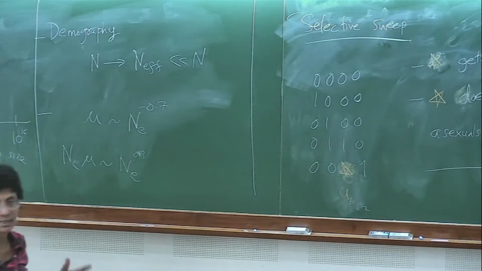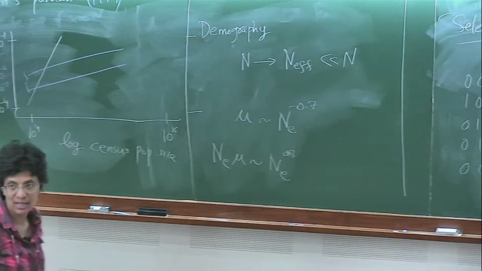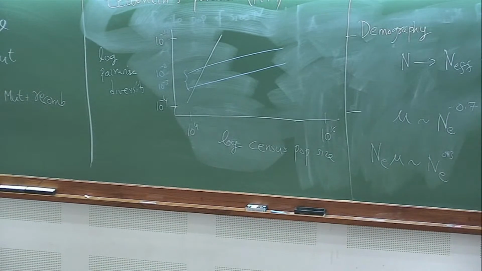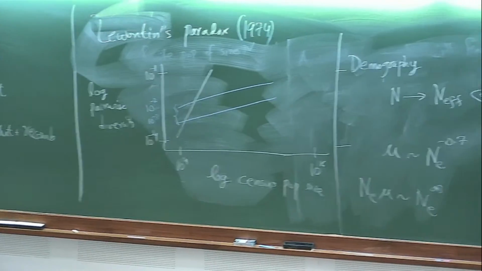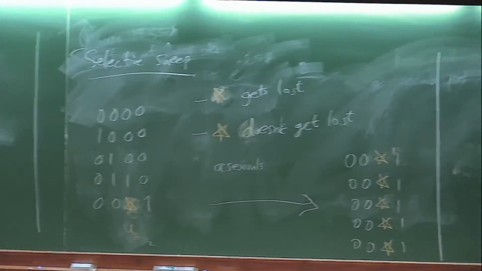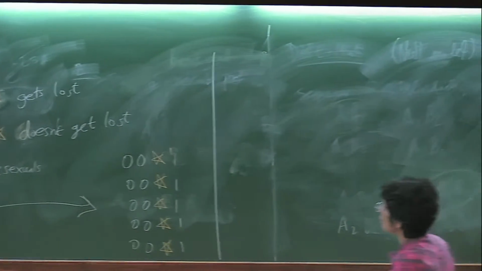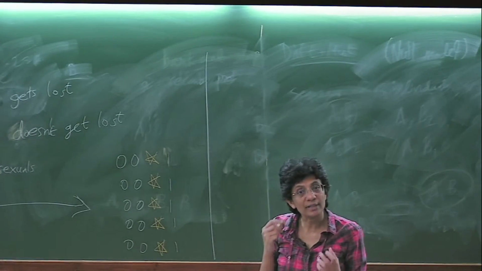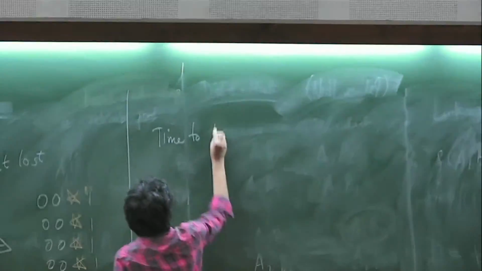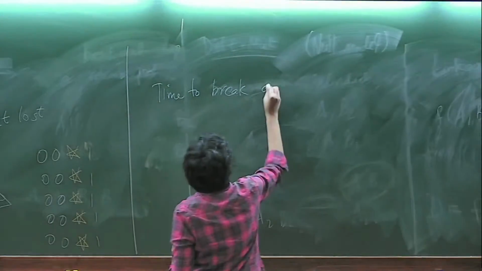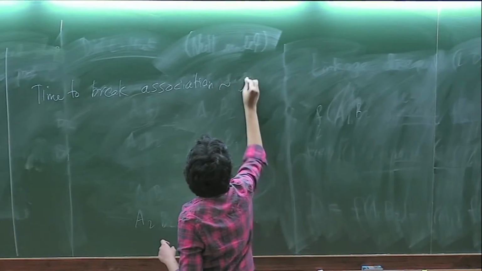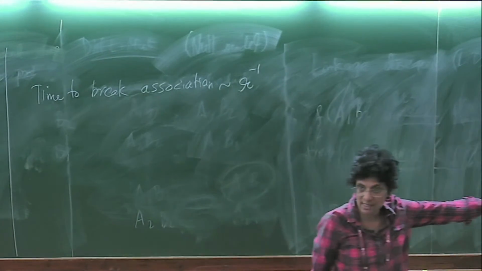Now you will say, but these are not asexuals. There were all kinds of organisms there. So let's now relax that. We know that linkage disequilibrium decays over a time period of 1 by r. So in this problem we have 2 time scales. One is the time to break association, which is of the order of 1 by r, which is what we just learned.